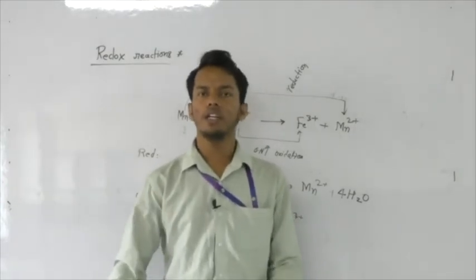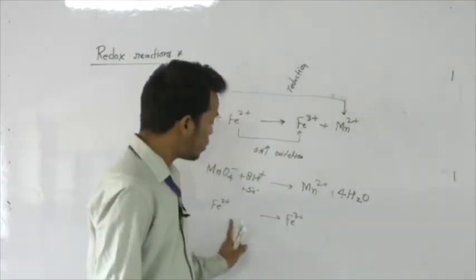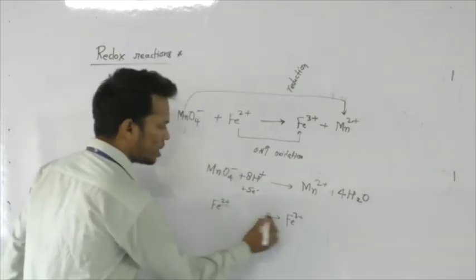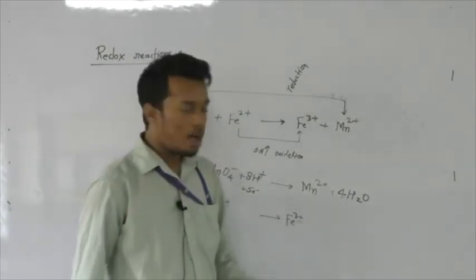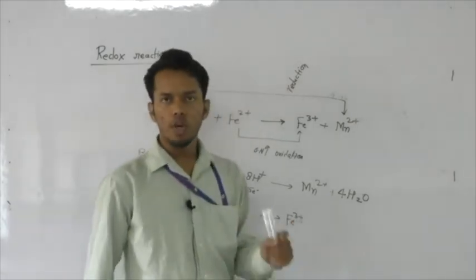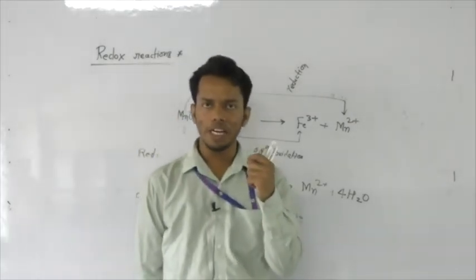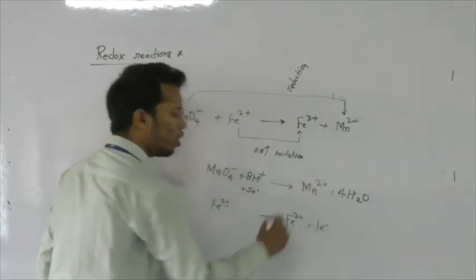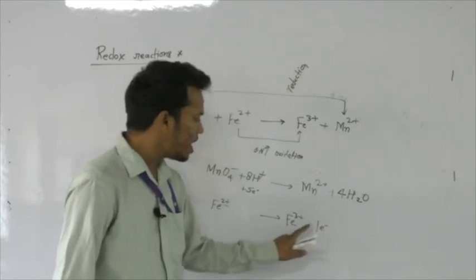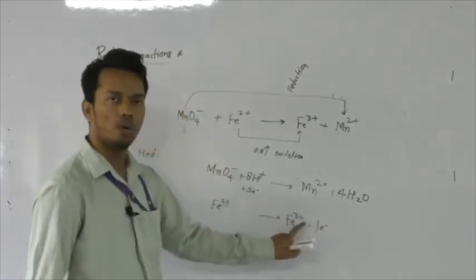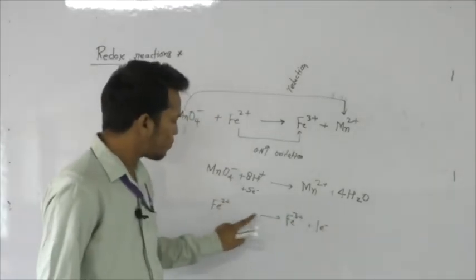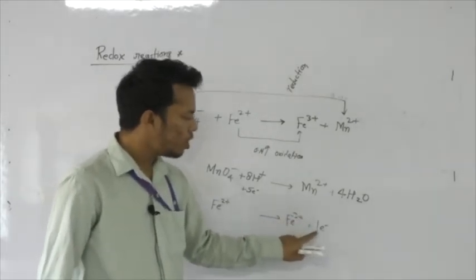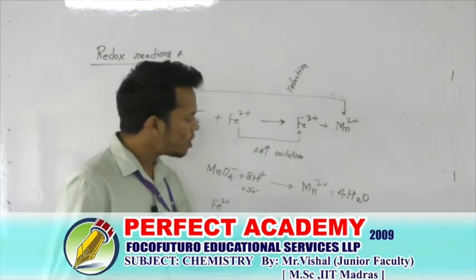There is no oxygen, so there is no need to balance it. The only thing you have to balance is charge. Here 2 plus charge, here 3 plus charge. Here the plus charge is more, so you have to add 1 electron on the product side, a minus charge. So now it is balanced.